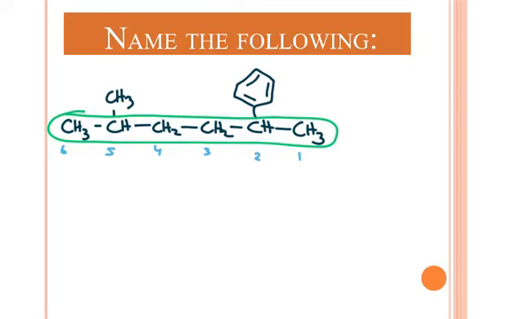So alphabetical order, this is going to be a 5-methyl, 2-phenyl, hexane.